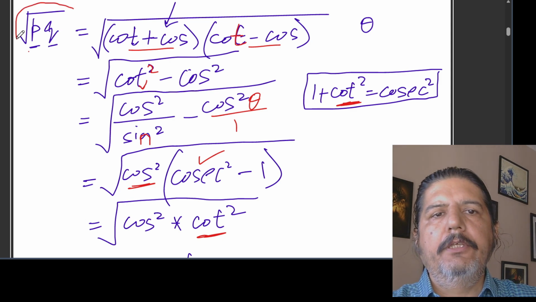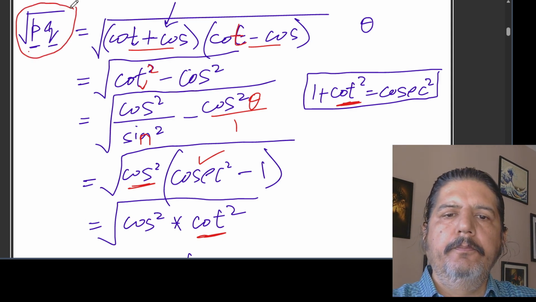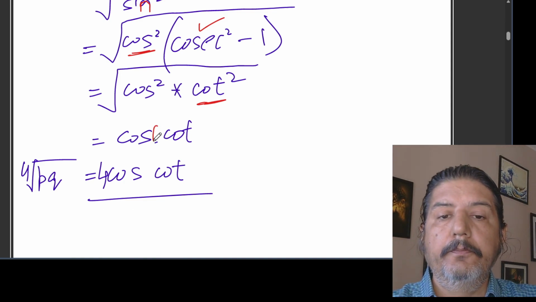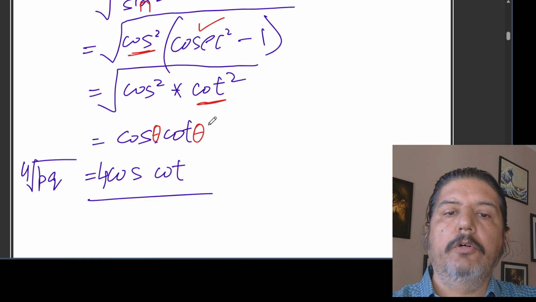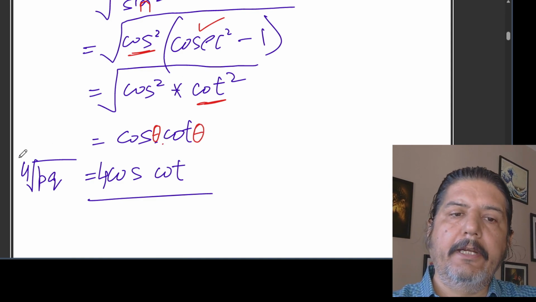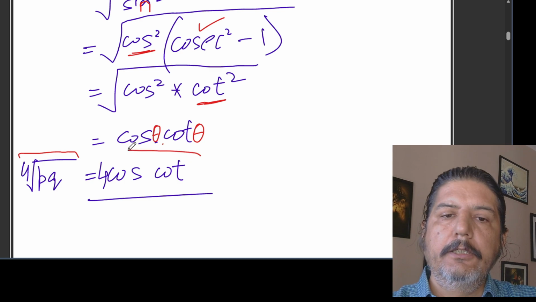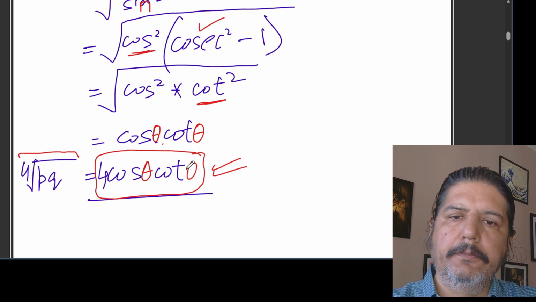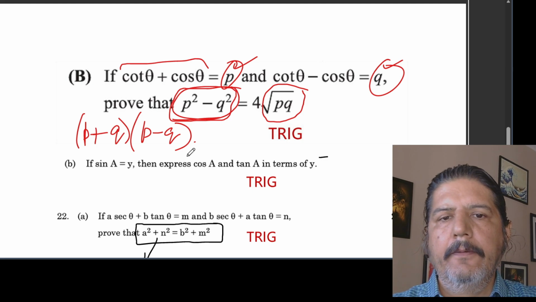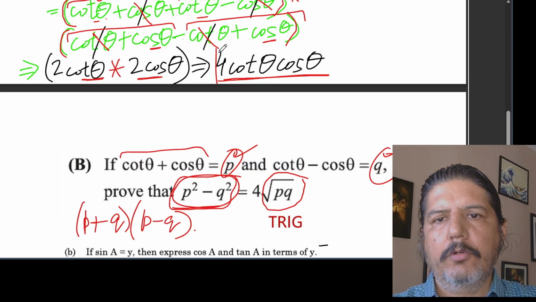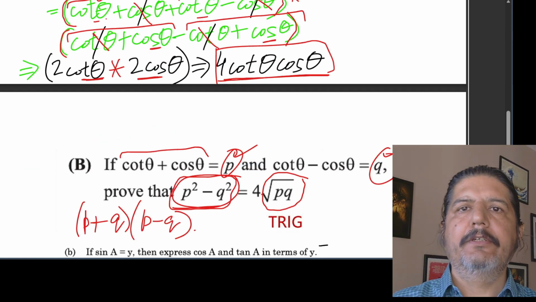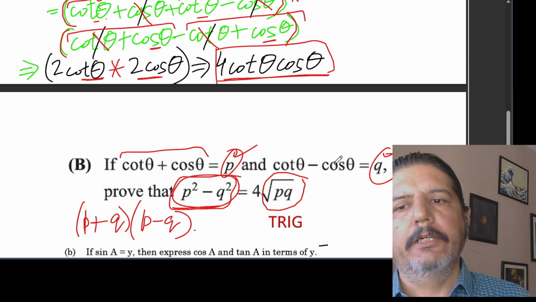So this term root PQ basically would be equal to cos theta into cot theta. And because the right hand side is 4 root PQ, this right side will boil down to 4 cos theta cot theta. Now let us compare this with the left hand side. My left hand side was equal to 4 cot theta cos theta. My right side is equal to 4 cos theta cot theta. So my left hand side and right hand side are equal. That is why I proved that this is equal.